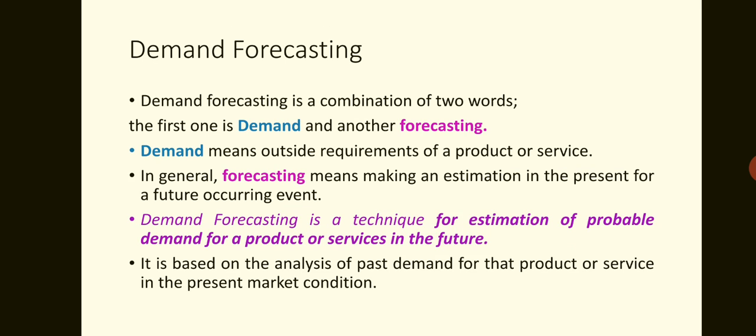Then demand forecasting. Demand forecasting is a combination of two words. The first one is demand and another is forecasting. Demand means outside requirements of the products or service. In general, forecasting means making an estimation in the present for a future occurring event. So, demand forecasting is basically a technique for estimation of a probable demand for a product or services in the future. It is based on the analysis of past demand for that product or service in the present market condition.